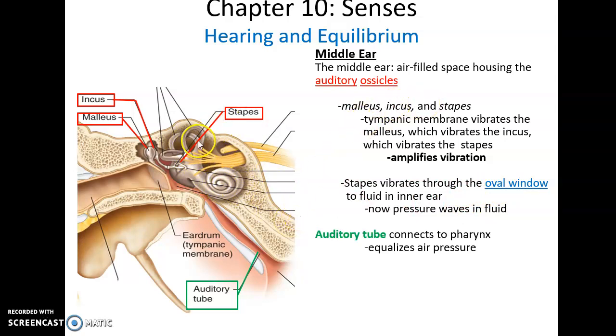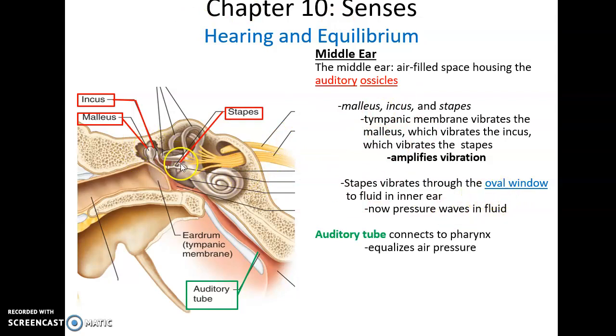Now, why do we have these three tiny bones interconnected and vibrating? Well, it turns out they amplify the vibration. So they make the vibration that started with the tympanic membrane more powerful, letting us hear softer sounds.